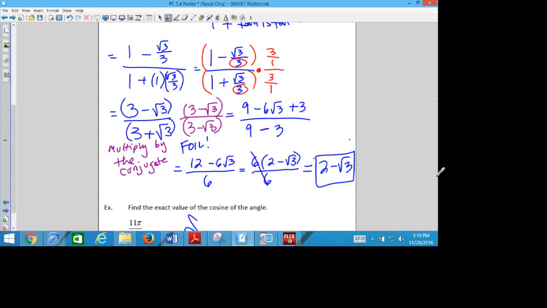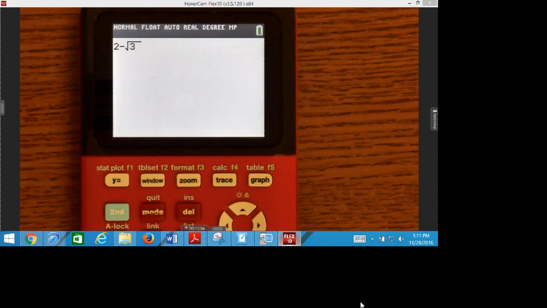So how can I check to make sure I haven't made any mistakes? Okay, so let's go type it in our calculator. 2 minus radical 3, I'm going to type that in. All right, so that's what I should have. And then how do I type in the original question?